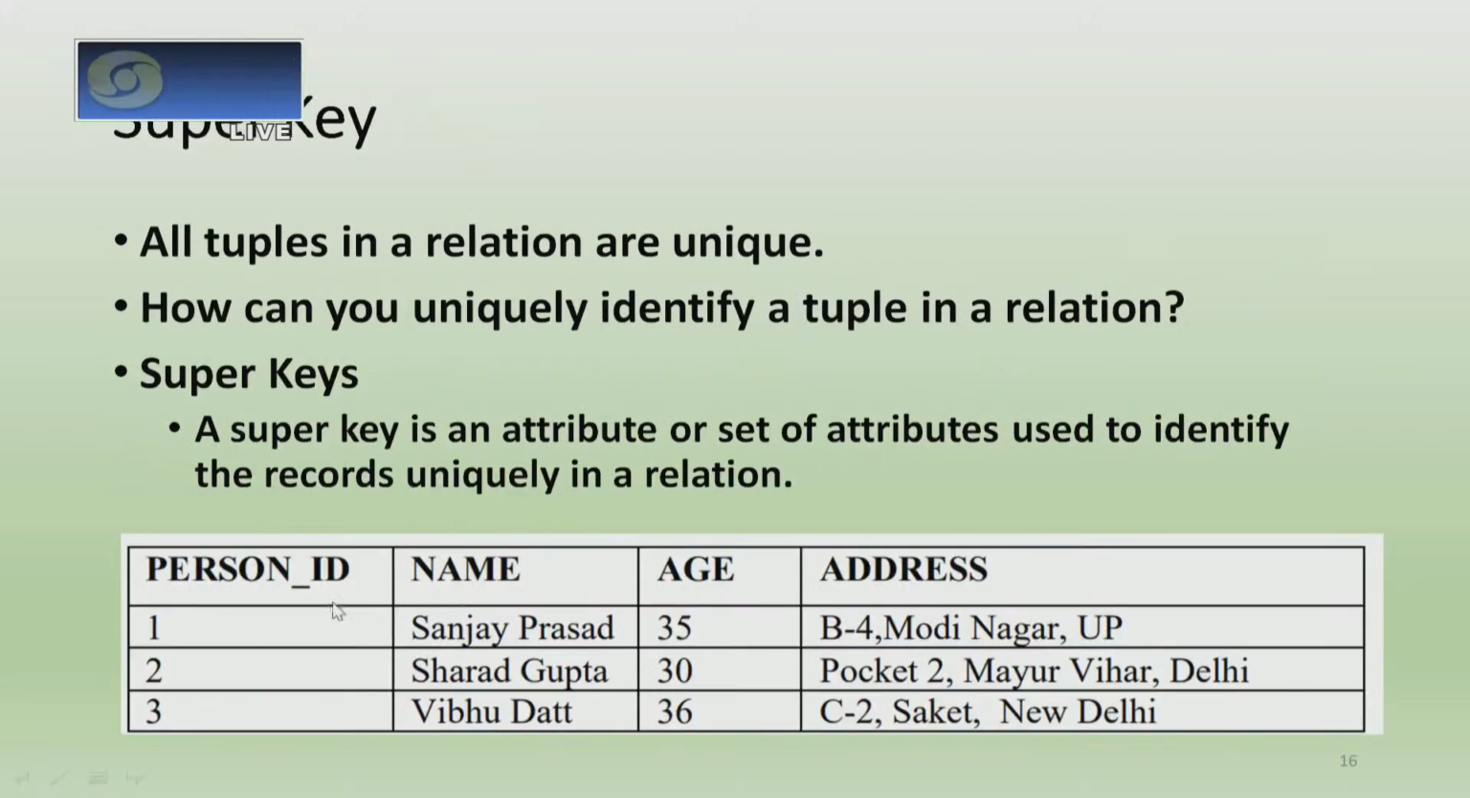So in this particular relation, what we see is that person IDs are unique, and so are the names, assuming that the names are unique. But age may not be unique in all instances, and so the address may not be unique in all instances. So we have two candidate keys in this situation, person ID as well as name.